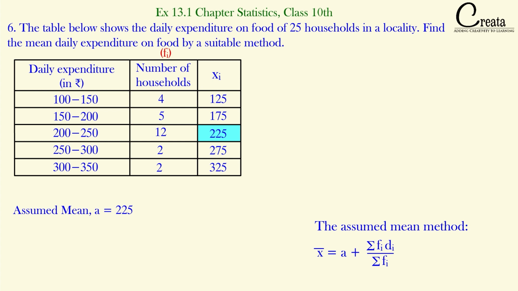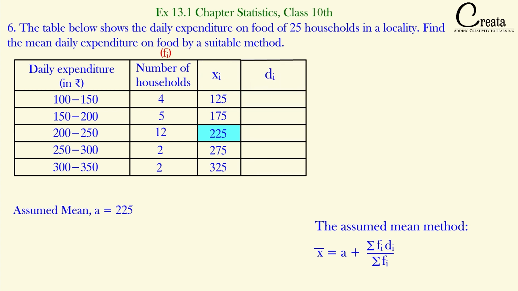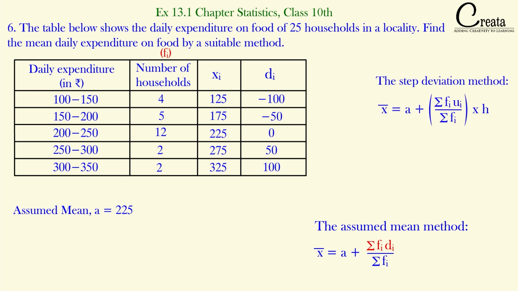Okay. The next step is to find the deviation. Deviation we get by subtracting all these values of the observation with the assumed mean. So let's do the calculation. We got minus 100, minus 50, 0, 50 and 100. So we got di. We can find Fi into di and we can apply the assumed mean method. Again, we are having two options, either to go with the assumed mean method or to go to the next method, that is the step deviation method. The criteria is finding the class size.